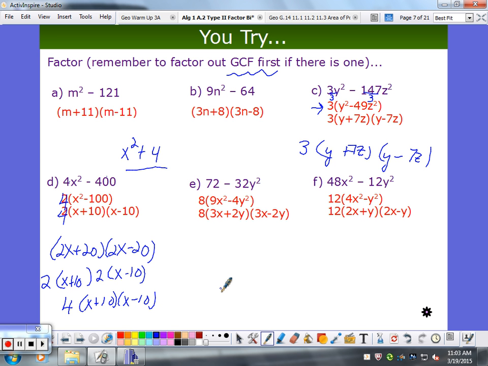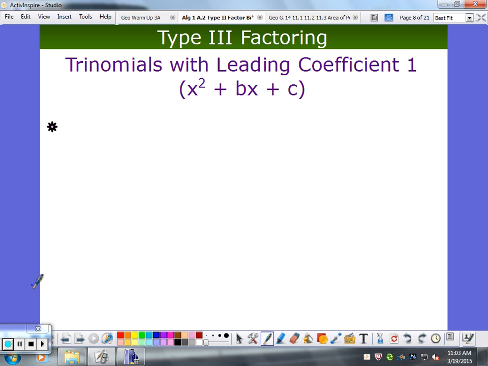Let me just have you pause for a bit, because I want to get to type 3. I can't wait to get there. Because type 3 is awesome.